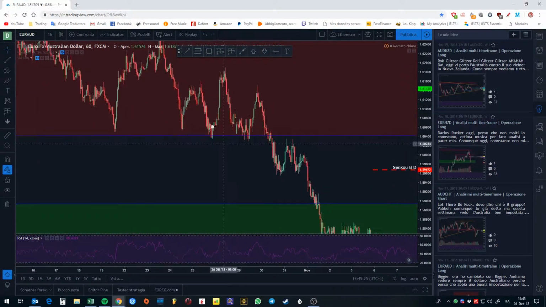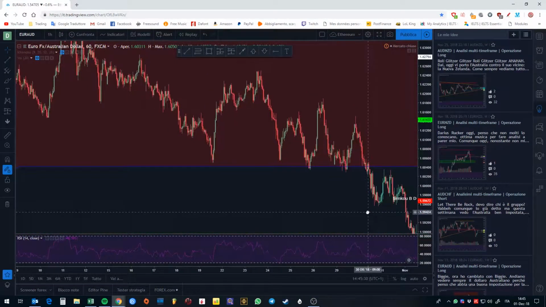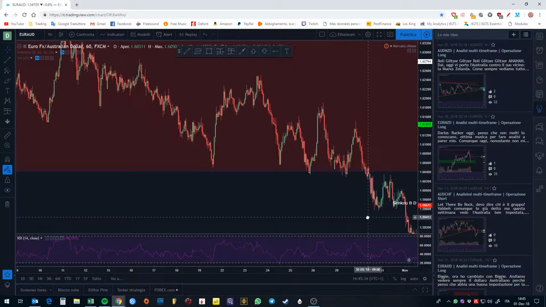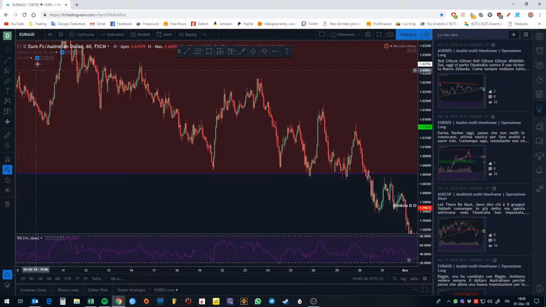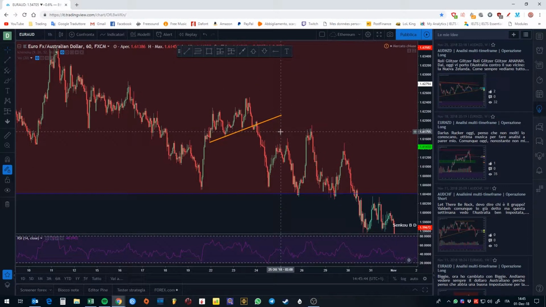And then the price started to move down, all the way down. And yeah, you see here, this is also a pattern, kind of a pattern that I like. You can enter on the break here and wait for a retracement here.